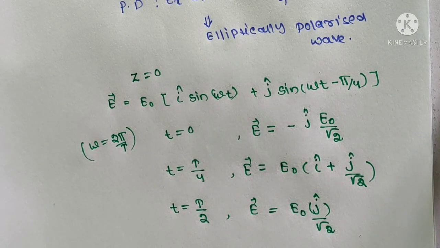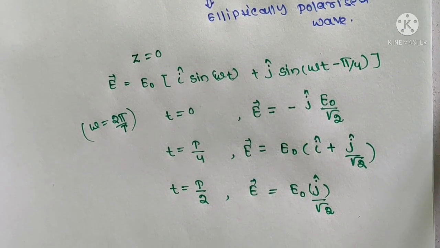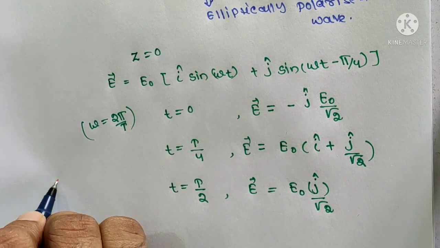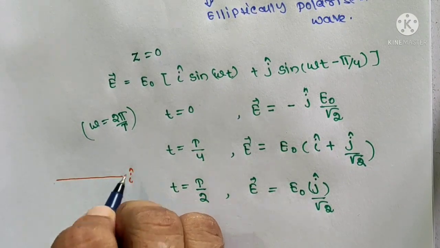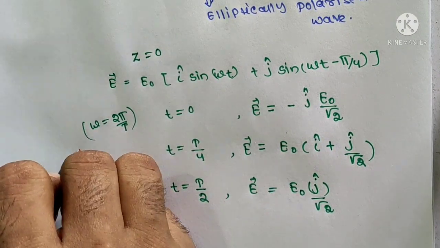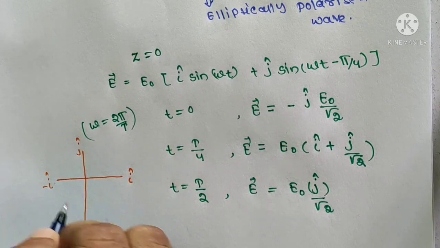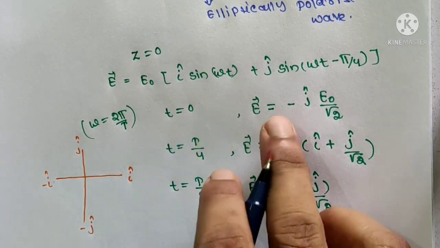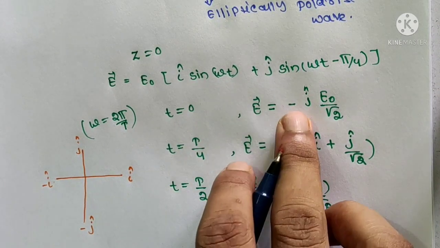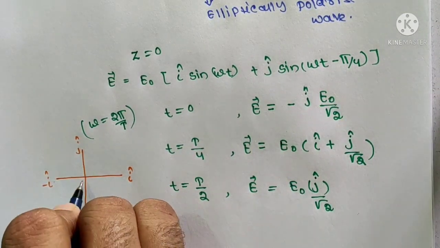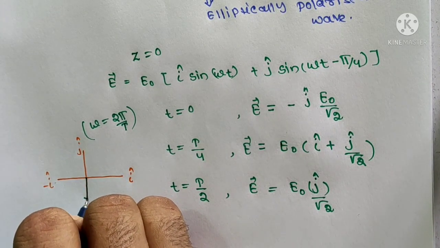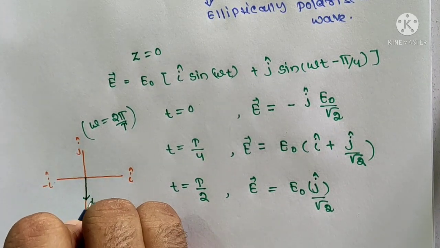So now draw the tip of the electric field vector. Let this be I cap, j cap, minus I cap, minus j cap. At t equal to 0, the electric field vector is minus j cap E naught by root 2. So that is in this direction, minus j cap, at t equal to 0.